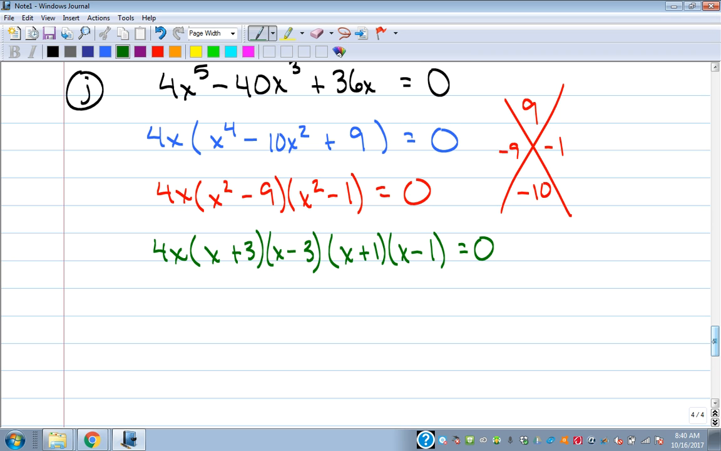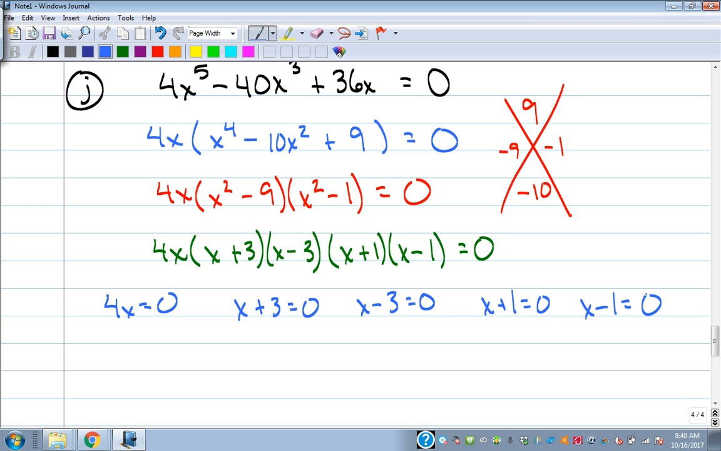When we were doing quadratics, once you got it factored, what did you do with each factor in order to solve it? Set it equal to 0. So we're going to set each one of these equal to 0. 4x equals 0. X plus 3 equals 0. X minus 3 equals 0. X plus 1 equals 0. X minus 1 equals 0. And then solve them. This should be the easy part.